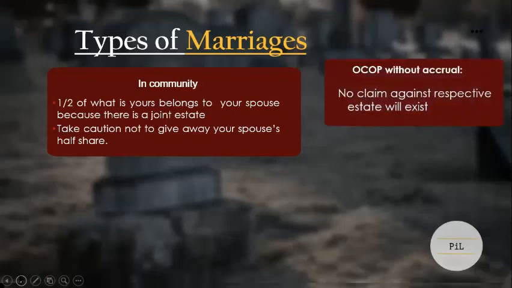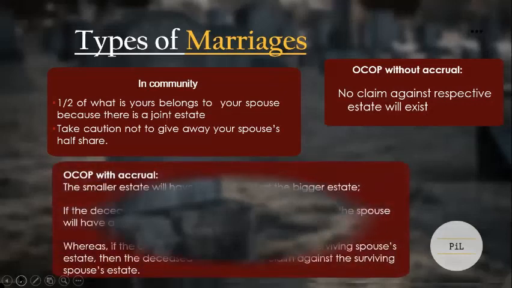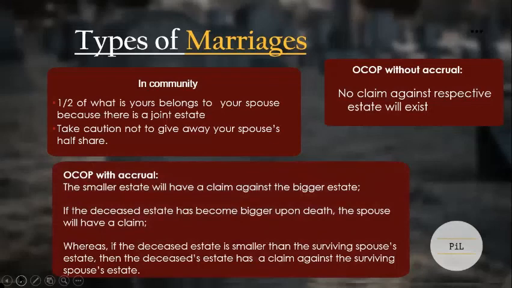Secondly, should you happen to be married out of community of property without accrual, then there will not be any claim against your estate because your spouse has no legal right over your assets. And finally, should you happen to be married out of community of property with accrual, it means upon your death, there will be an estate that has increased in value. The smaller estate will most certainly have a claim against the bigger estate. So if you are the deceased and your estate has shown a bigger growth, then your surviving spouse will have a claim against your estate upon your death. To find out more about marriages and their legal implications, you're most welcome to check it out on our YouTube video.